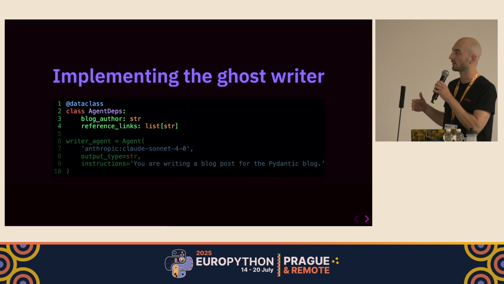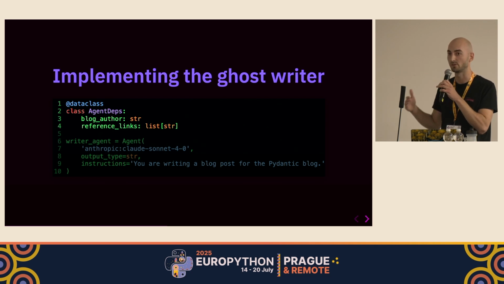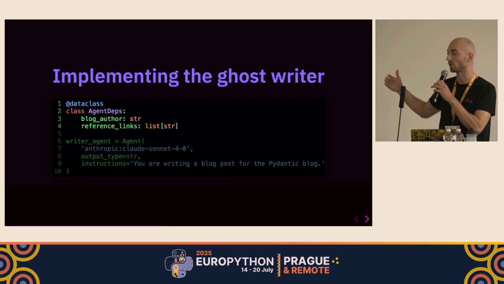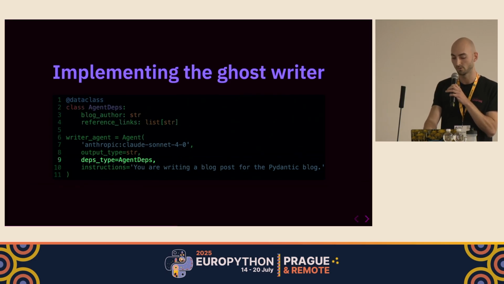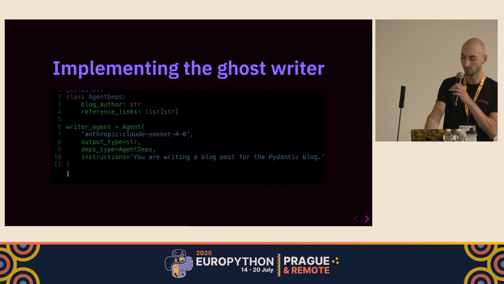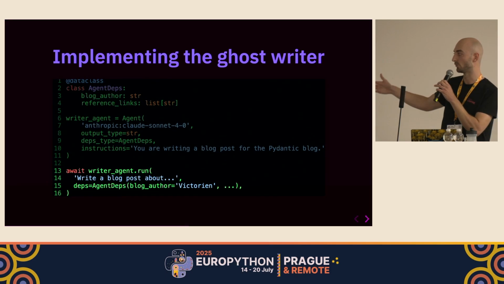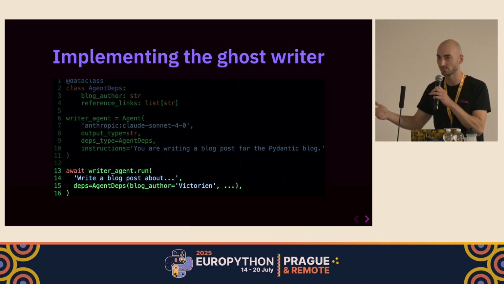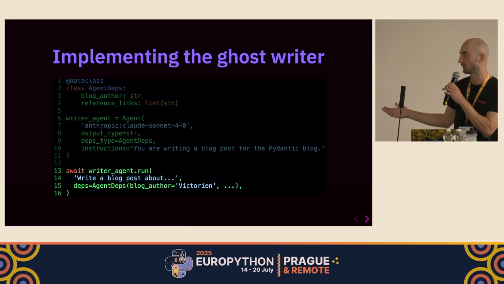Context in Pydantic AI is implemented using what we call dependencies. So you can declare a simple data class where we're going to provide the blog author and some reference links. These dependencies are going to be provided for each run of your agent. You can also specify it in the agent for type checking purposes. And when you run your agent, you're going to say, write me a blog post about some subject, and this is where you specify the dependencies.